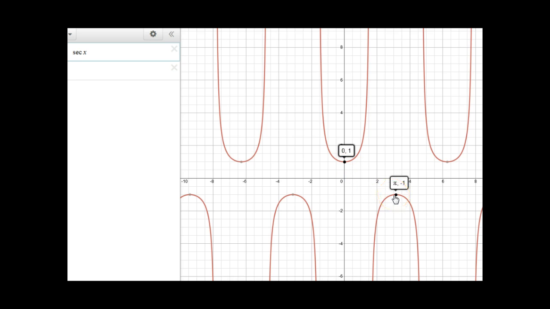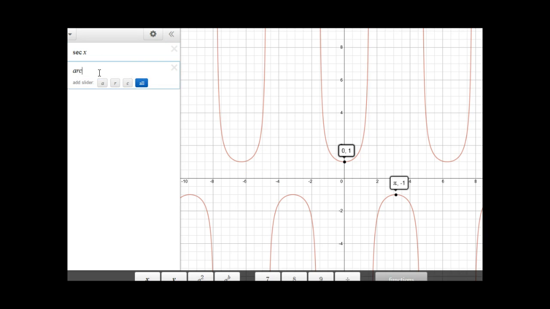Remember, secant is 1 over cosine, and so cosine inverse is from 0 to pi, just like secant x is from 0 to pi. And then let's just graph arc secant of x so we can see it. And so there is the lovely graph of arc secant of x.